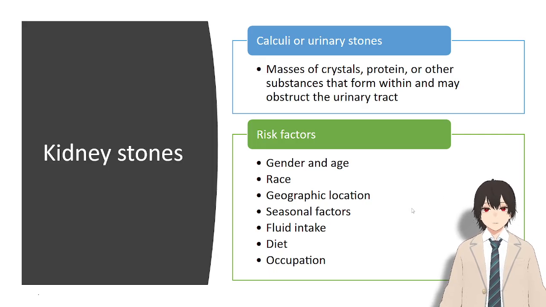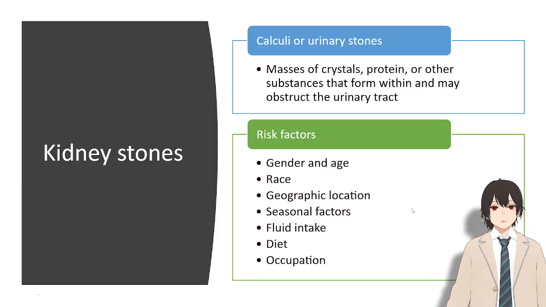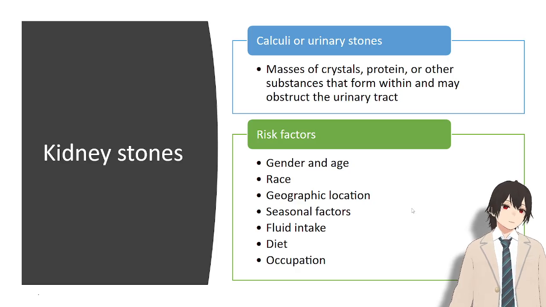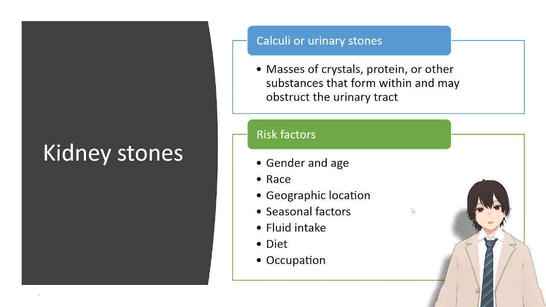Now we're going on to kidney stones, okay? So kidney stones are also known as calculi or urinary stones. They're usually a mass of something. It's usually protein, crystals, or any other substance that can form, and it essentially blocks the urinary tract, from the kidneys, the ureters, down to the bladder, right? Anywhere along the tract, it can block it.